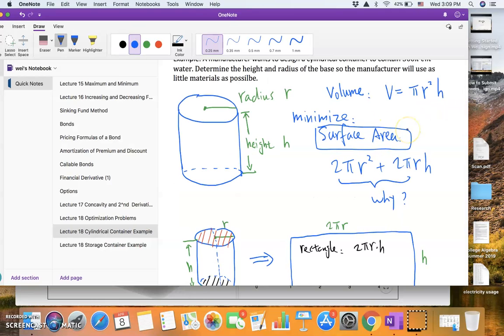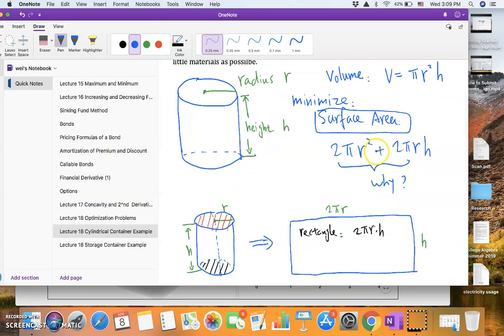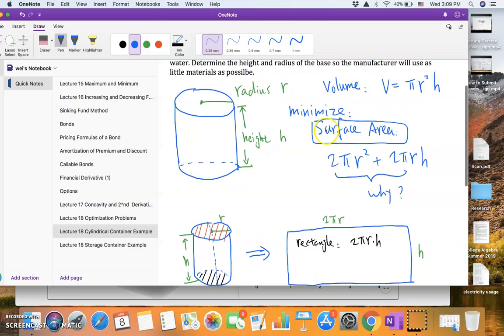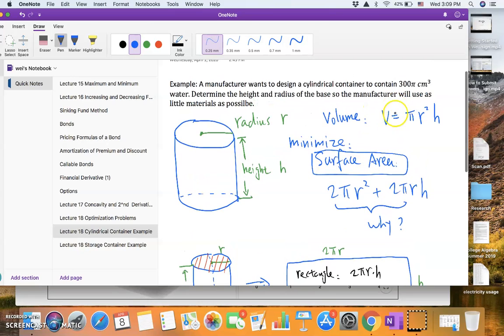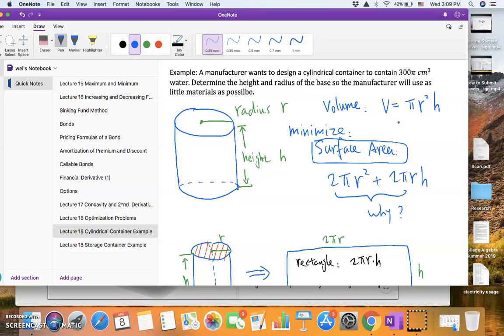Okay, let's go back to our problem. So we want to minimize the surface area, and given that the volume is a constant, the volume is 300 pi. So to solve this problem, first we need to know the geometric formula of the volume and the surface area for the cylinder.